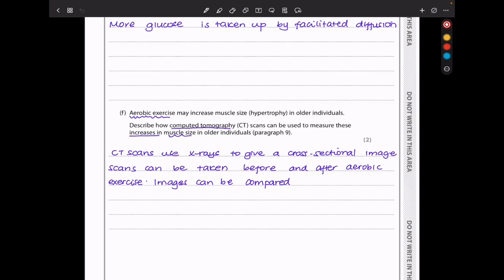Aerobic exercise may increase muscle size in older individuals. Describe how computed tomography scans can be used to measure these increases in muscle size in older individuals. CT scans use X-rays, and this gives a cross-section image. These scans can be taken before and after aerobic exercise, and then the images can be compared to see if there was an increase or not.